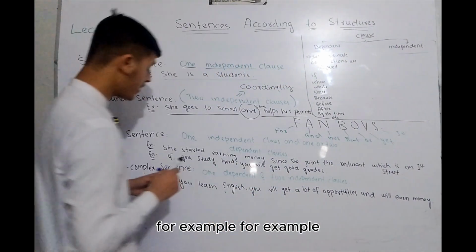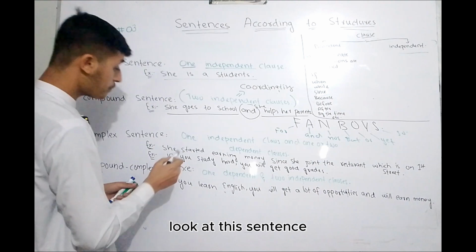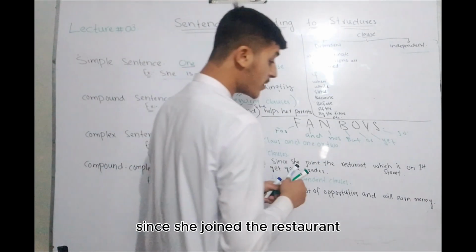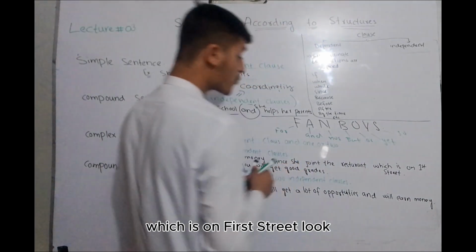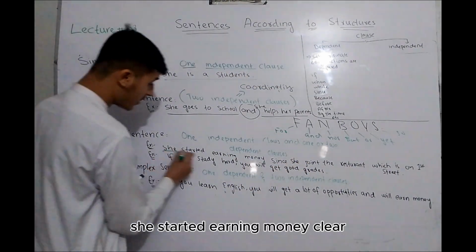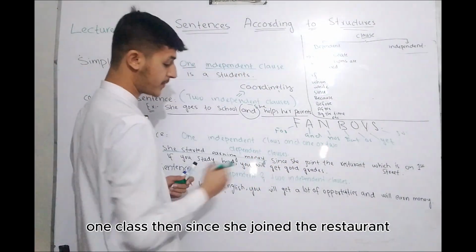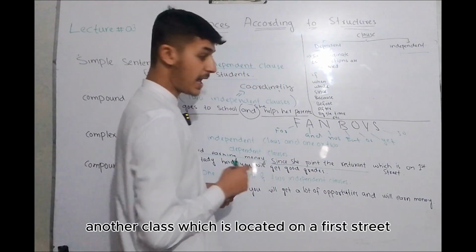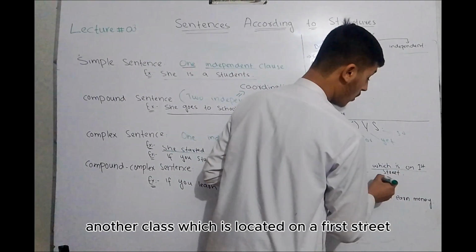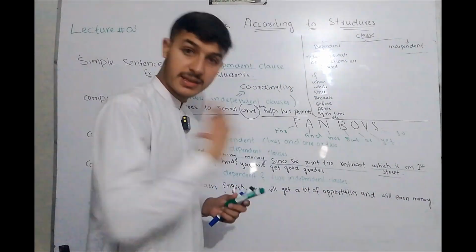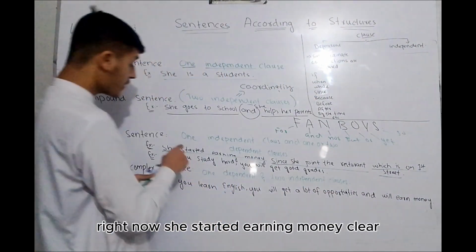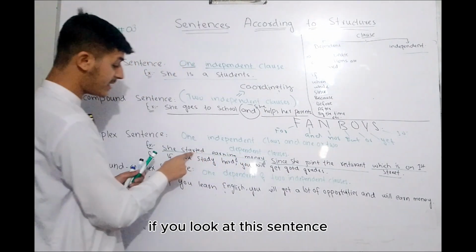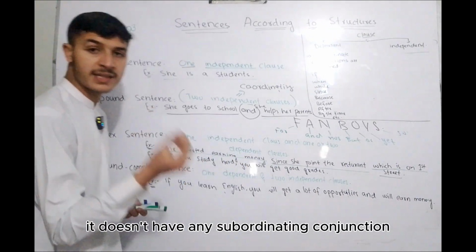Clear? For example, look at this sentence. She started earning money since she joined the restaurant which is on First Street. Look, she started earning money, one clause. Then, since she joined the restaurant, another clause, which is located on First Street, the third clause. Now, she started earning money. If you look at this sentence, it doesn't have any subordinating conjunction.